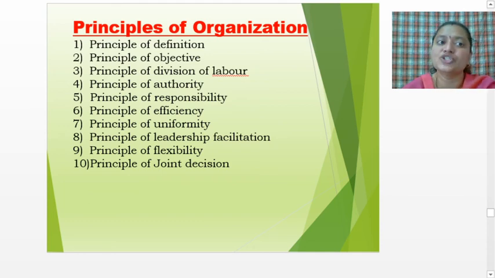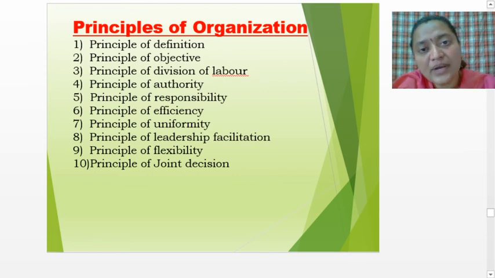The next one, principle of leadership facilitation. What do you mean by leadership? To see whether the individuals possess the leadership skills and qualities or not. Like a leader should be very sincere, honest, hardworking, positive thinker. Then principle of flexibility.